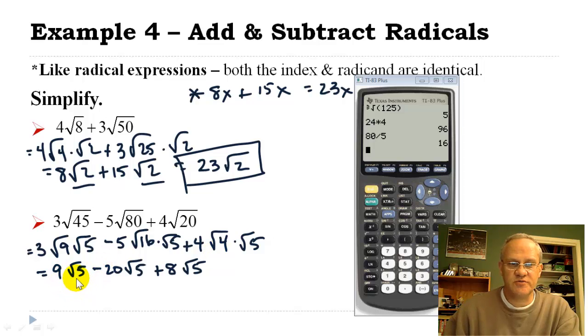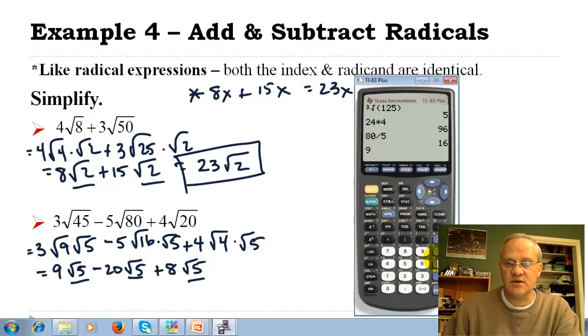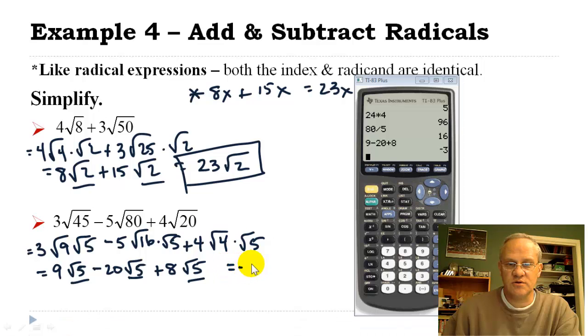So now you notice what we've got left. Square root of 5, square root of 5, square root of 5. These are all like radicals, so all we have to do is add the numbers out front. 9 minus 20 plus 8. And you see that it looks like we got negative 3, so this will equal negative 3.